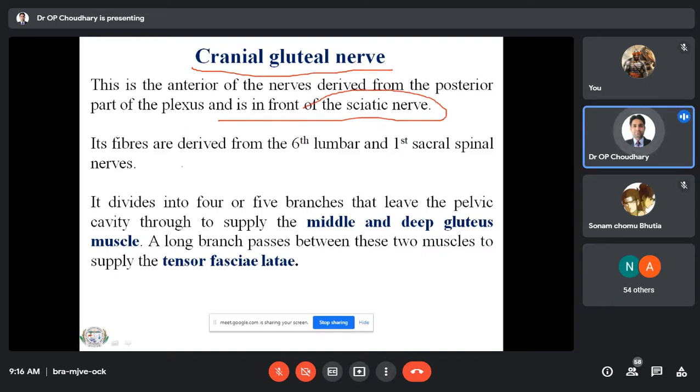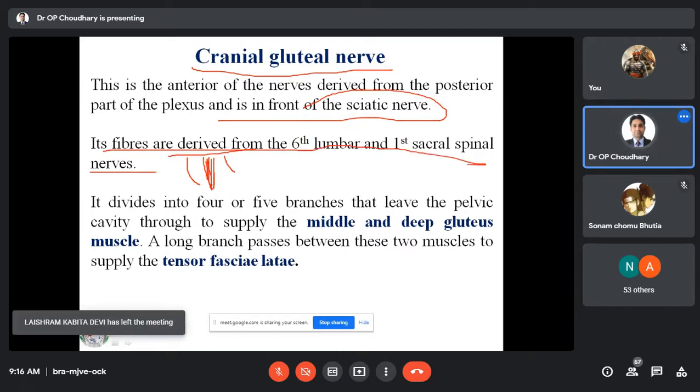These nerves are situated like this. Number 1 is the cranial gluteal, number 2 is the sciatic, and number 3 is the caudal gluteal. Its fibers arise from the 6th lumbar along with the 1st sacral spinal nerves.